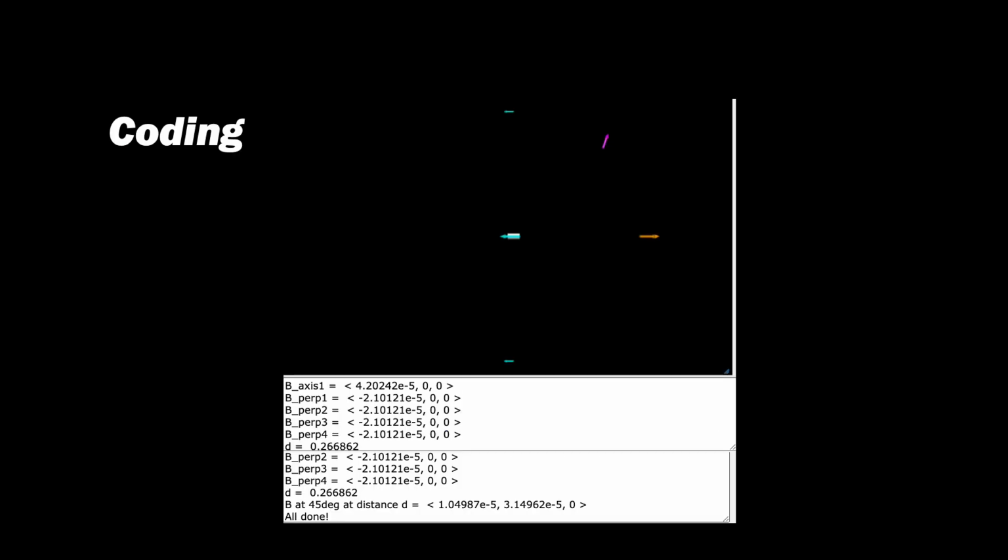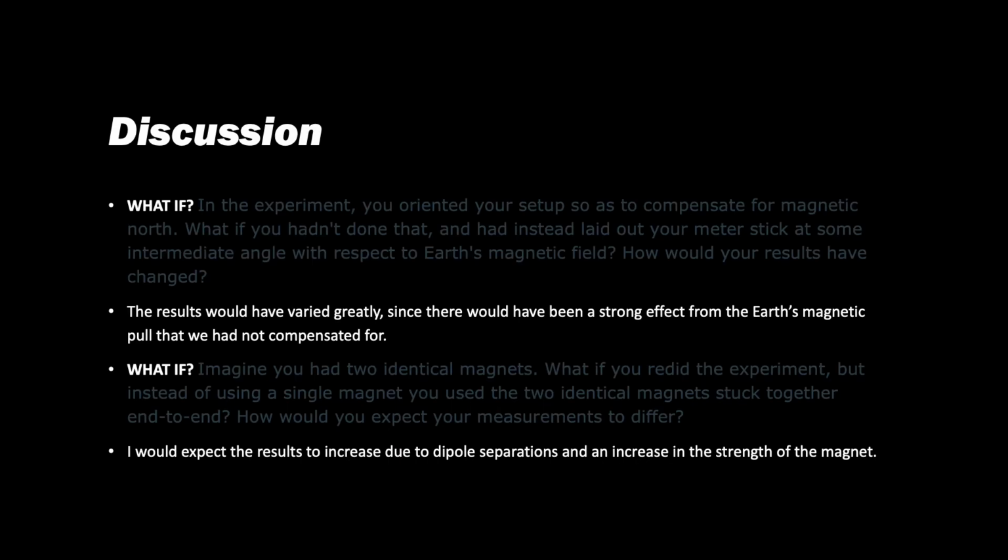This slide shows the graphical illustration and the numerical result I have after I run my code. To answer the first what-if question, the results would have been varied greatly if I did not compensate for the magnetic north when I was setting up the experiment at the start, because there would have been a much stronger effect from the Earth magnet pole that I did not compensate for, and that would change my numerical answers and affect the accuracy of the experiment.